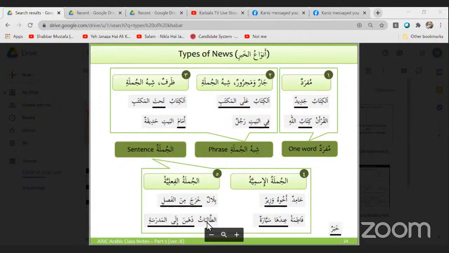Yes. And kharaja min al-fasli is a verbal sentence. Dhahabna ila al-madrasati is a verbal sentence as well. Yes, it's verbal because it's kharaja, he went, and dhahabna, they all went. So it's all in the past tense. Ahsanti. Excellent.